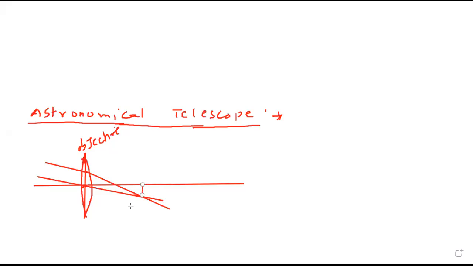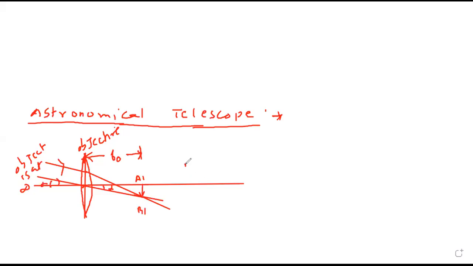So this is the object, which is very small because when the object is at infinity, its size is a dot. So the object is at infinity. This is angle alpha subtended by the object at the center of the lens. We can call this A1, B1. This is in the focal plane because when the object is at infinity, the image is formed at focus. So this is the focus of the objective.